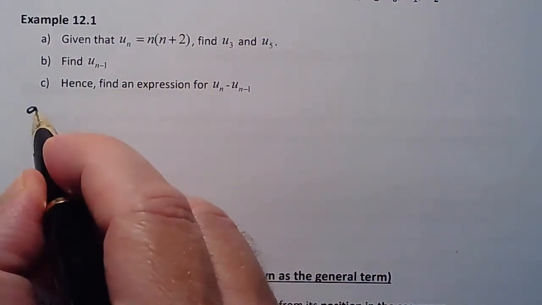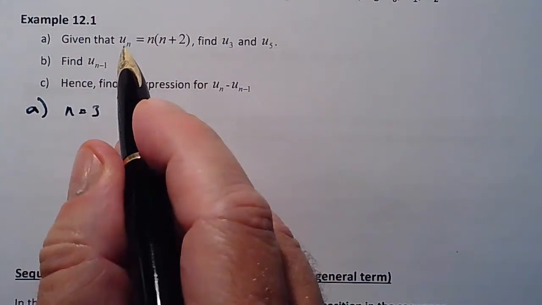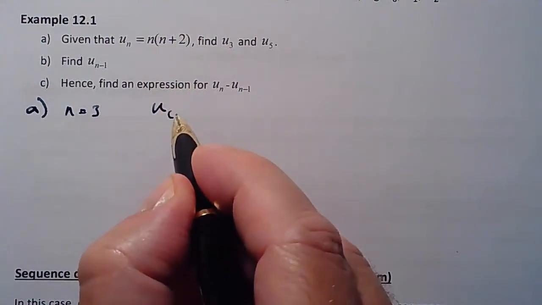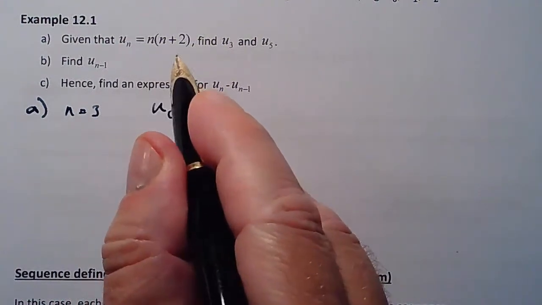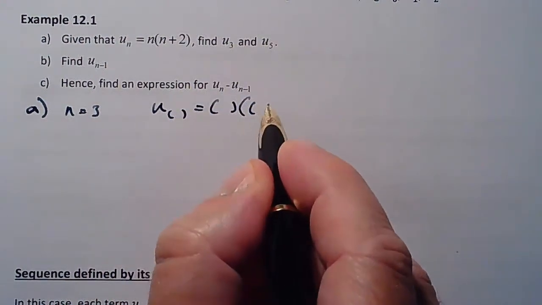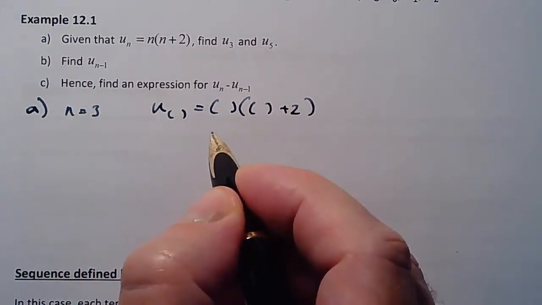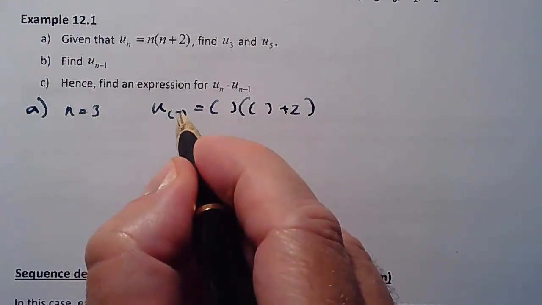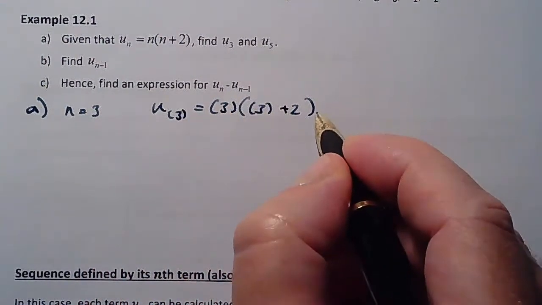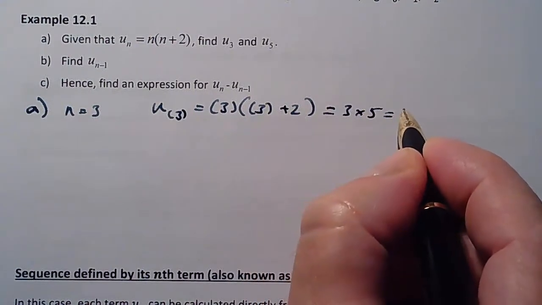So in part A, to work out u3, I'm taking n to equal 3, so I just plug that in. So all the n's, I can use empty bracket notation. If un equals n(n + 2), then u(_) equals (_)(_ + 2). So all the n's have become brackets, and I just plug my value in. So I sub in the 3 for the n's, which is u3 equals 3(3 + 2), which is 3 times 5, which is 15.